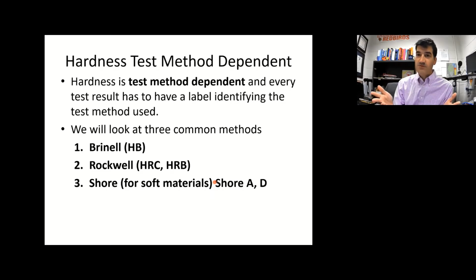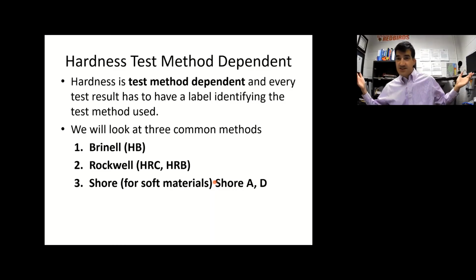And so it's really important when you're stating the hardness of a material, you have to say what test you used. That's really important, because if you say something has a hardness of 50, that means nothing. It doesn't mean anything unless you also state what test you used to come up with that number. So these units are really important.